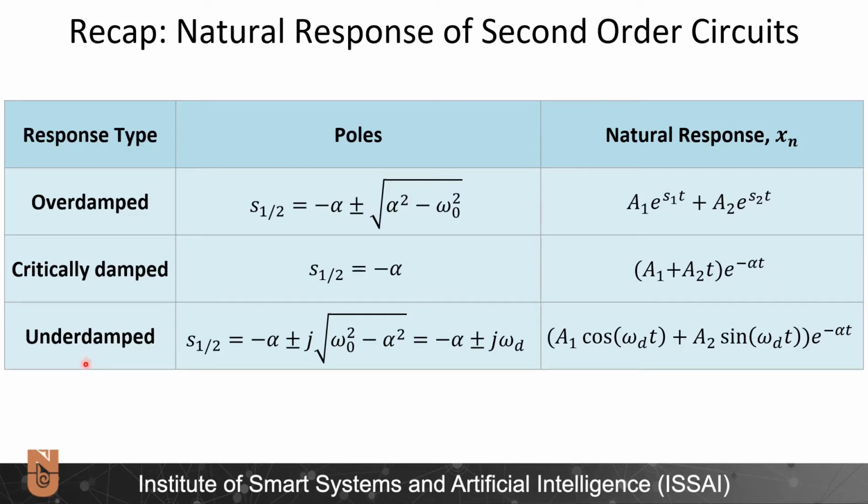And as a third response, we have a complex conjugate pair of roots, and the response is A1 times cosine omega d times t plus A2 times sine omega d times t, multiplied by an exponential decay in the form of e to the minus alpha t.